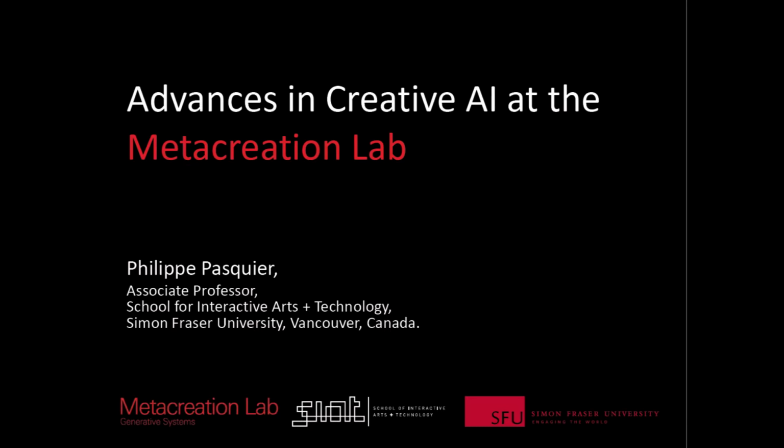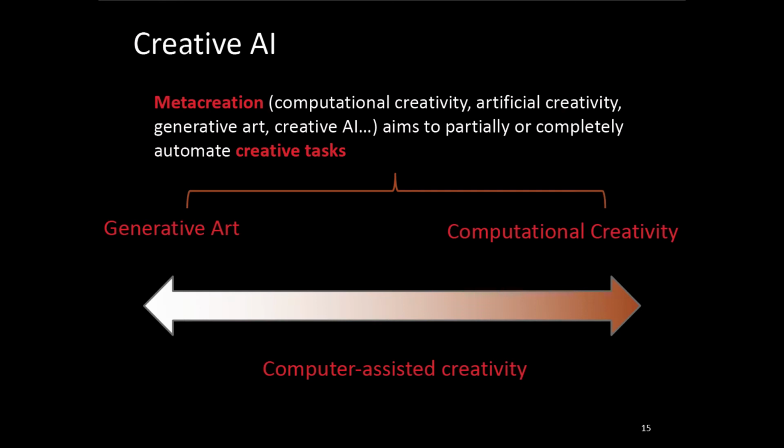That is for sure. If you want a bit more formal of a definition of the field, creative AI, it's called meta creation, sometimes computational creativity, sometimes artificial creativity. It's basically the science or practice that aims to partially or completely automate creative tasks. And creative tasks are defined as the task for which there's no optimal solution. So AI started with the military, how to launch a rocket from A to B. If you fall not in B, then you're not achieving your goal, so there's a goal.